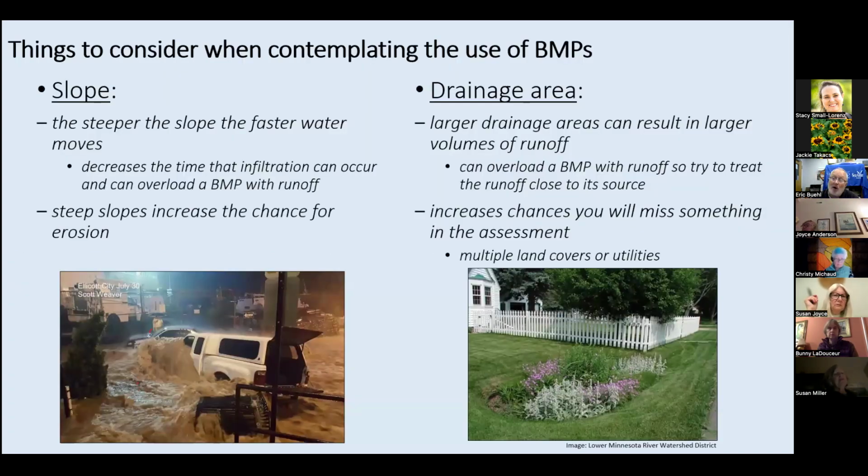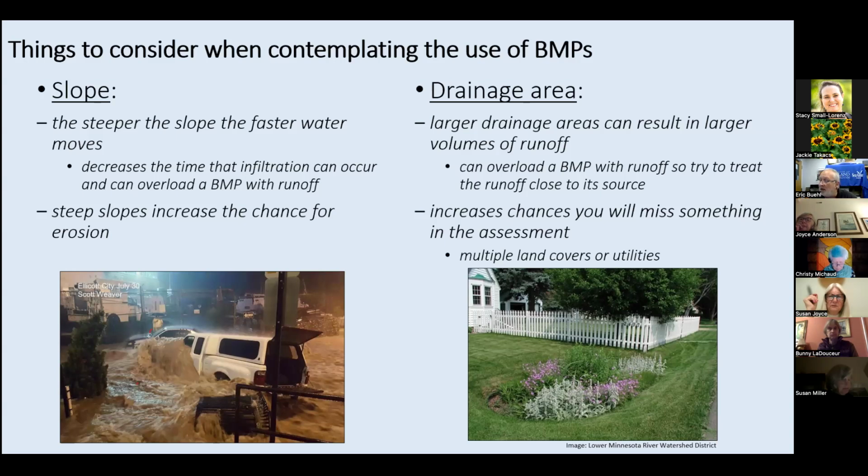Things you have to consider. We talked a little bit earlier about slope and how fast water can move downhill. It does the same thing along with infiltration, is getting that water into a best management practice. If you've got a steep slope, more water is going to get down there faster, probably faster than it can soak in. So you do have to consider slope. And in fact, a couple of them that I'll show you in a minute, or at least one of them, has slope guidance on it.